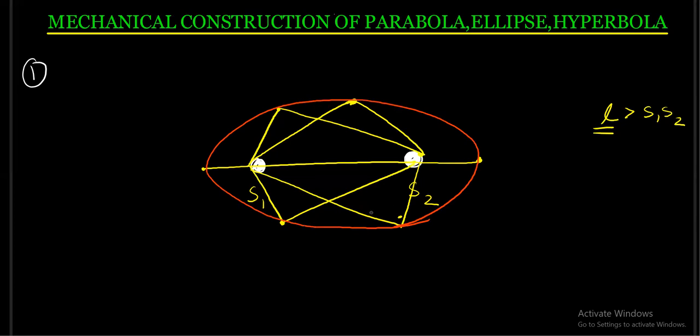And what are S1, S2? They are nothing but the foci of this ellipse. So this is the most common, we can say, mechanical construction of an ellipse. This is how we construct an ellipse. आप खुद भी इसे trace कर सकते हैं, provided you have the proper tools. You need the thumbtacks.